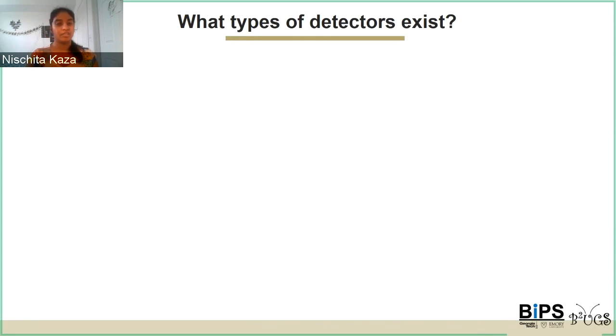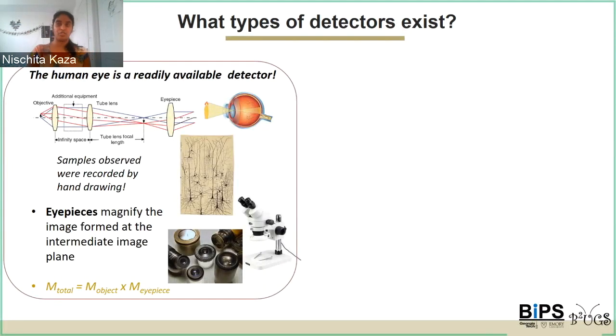So one of the simplest types of detectors is basically just the human eye, and this is what is most readily available. A lot of early microscopes essentially used a lens known as an eyepiece to produce a magnified image on the eye. One of the disadvantages of doing this is that while you can see the images really well, there's no way to record them. So early biologists and microscopists would essentially hand draw samples that they saw under the microscope. For example, there's this famous image of neurons drawn by Ramon Cajal based on what he observed.